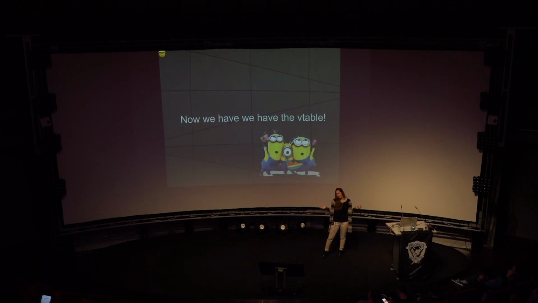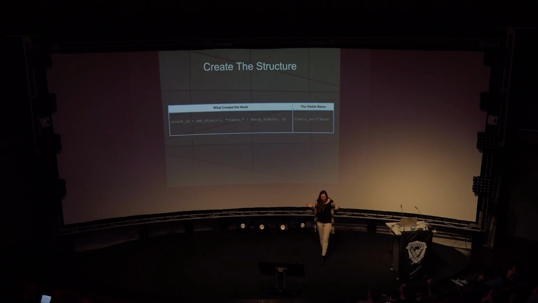So, yay, we have the Vtable. But we need to create the structures and everything else. So we want to create a structure. This is the command in IDA Python that creates the structure. The structure, after we create it, looks like the right side in here.